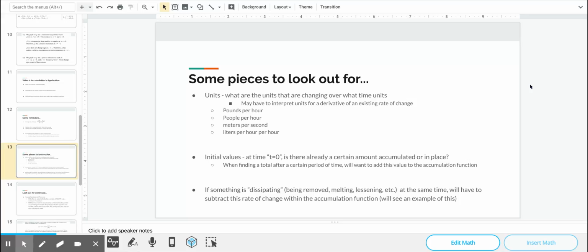So some pieces to look out for. Units are a big part of any real world type application problem, so definitely take note of those right off the bat.